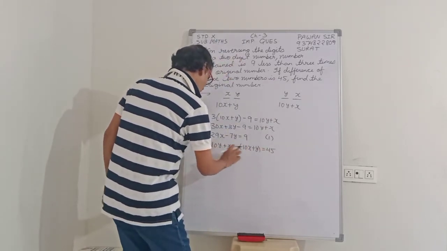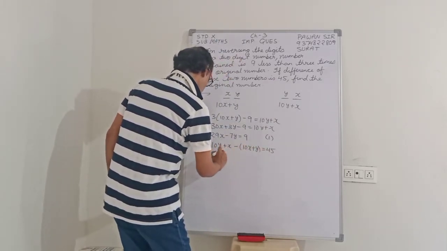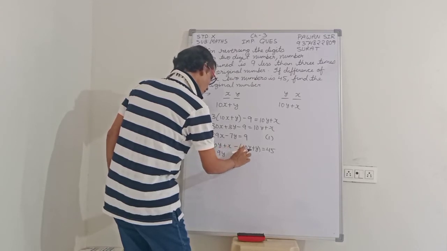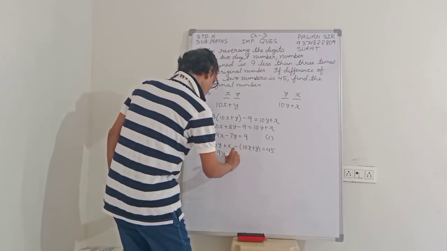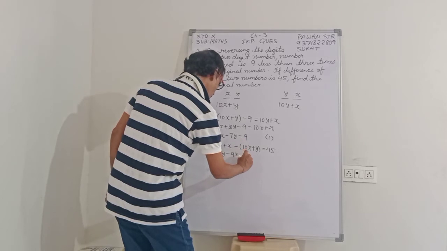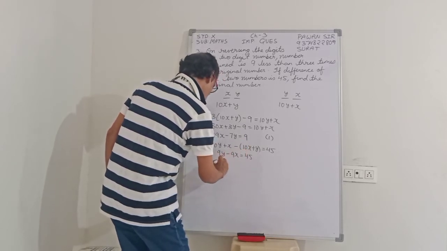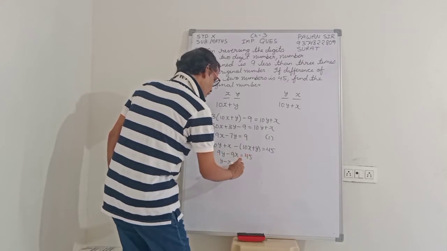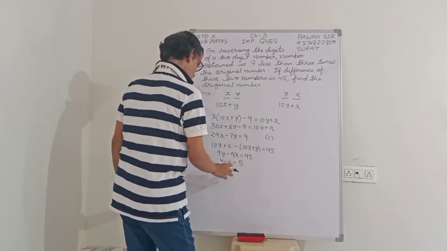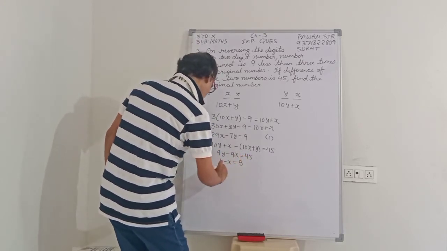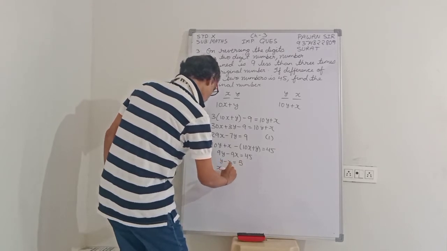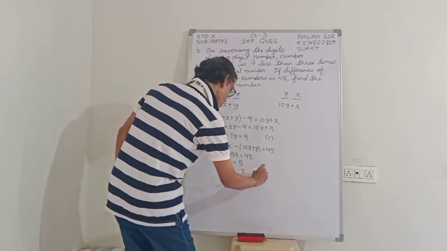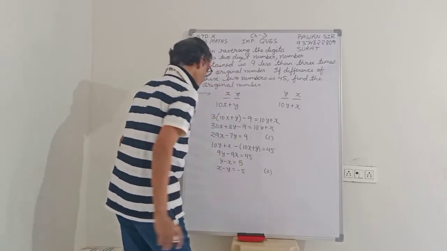Again open the bracket and subtract this: 10y minus y, 9y, x minus 10x, minus 9x, it is equal to 45. 9 is common. So now 45 divided by 9, it becomes 5. Or you can say x minus y, it is equal to minus 5. So this is the second equation.